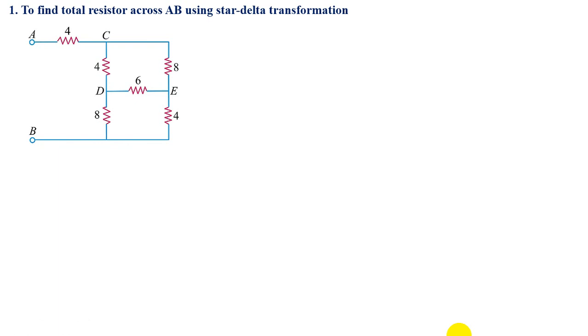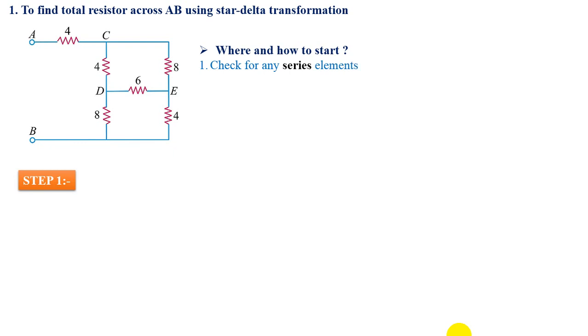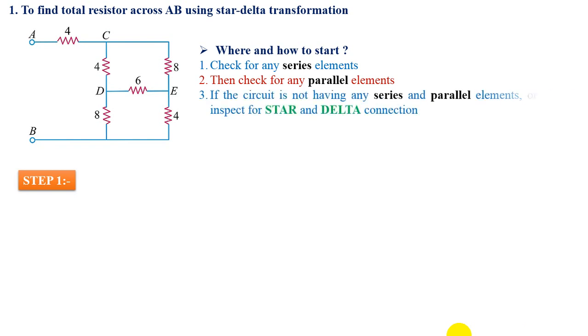But before going to star delta, one has to be clear with series and parallel circuits. Before we go to step 1, many of us will have a doubt, where and how do we start. So I'll give you three steps. First, always check for any series element in each step, right? And then check for any parallel elements. And then if the circuit does not consist of series and parallel, then you have to inspect for star and delta elements. Now let us check.